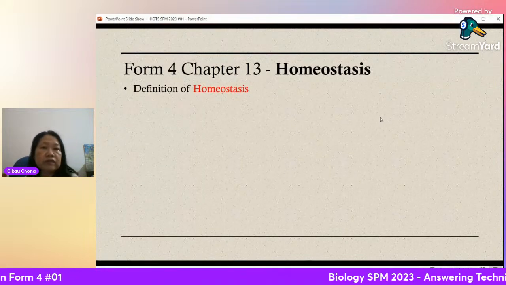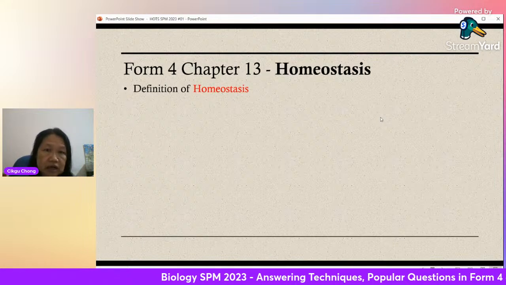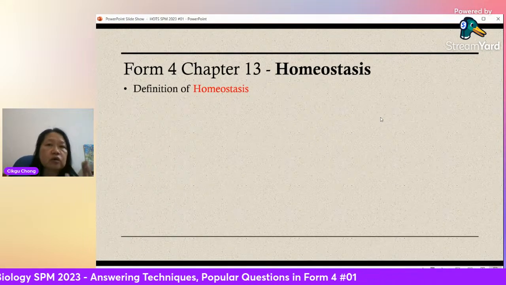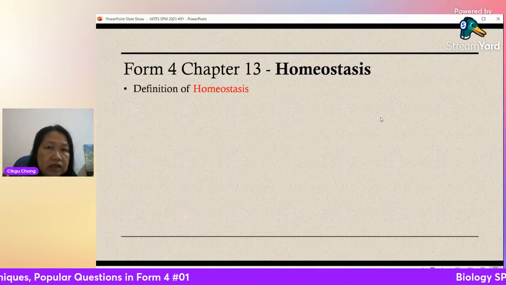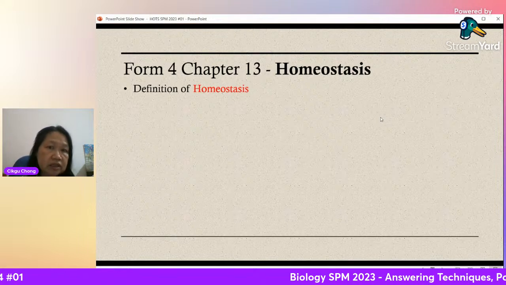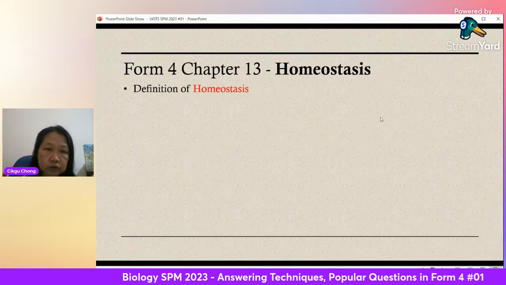I'm not going to give you the facts now because you've already learned it. It's for me to give you the tips. From chapter 13, what are the questions that they will ask? Usually these are the popular topics, the popular facts that they will ask. There won't be anything else. So just remember the list that I've given you here.